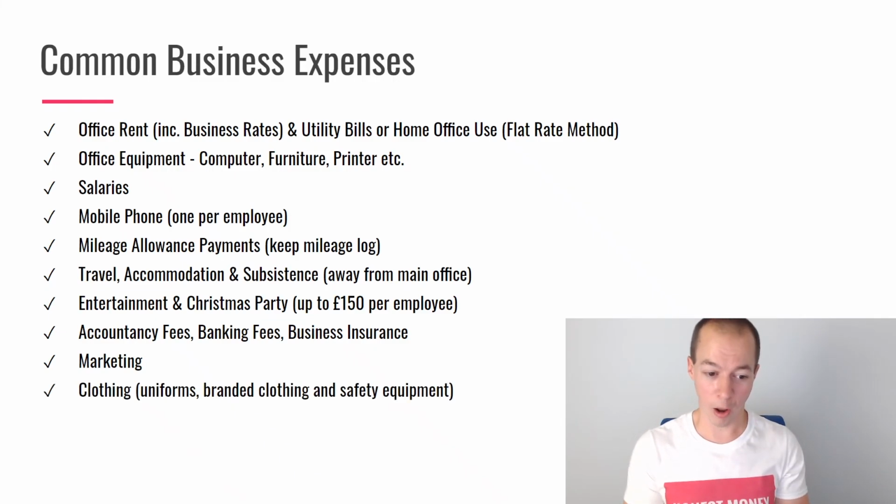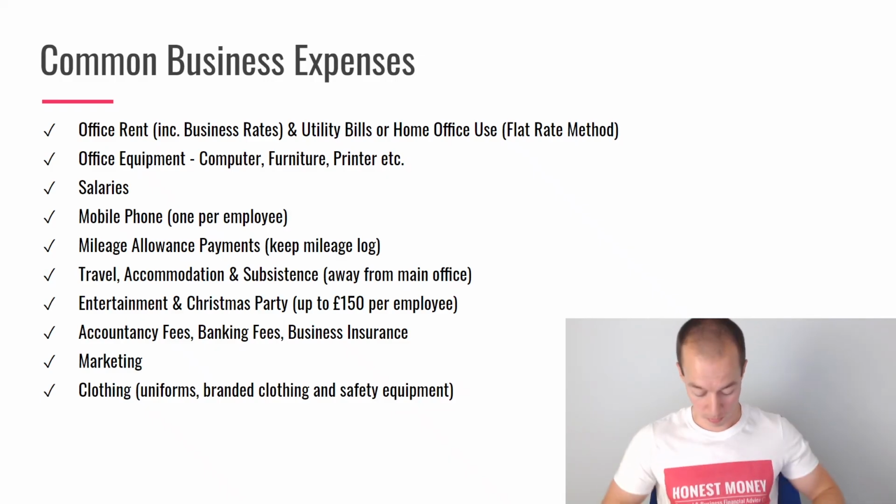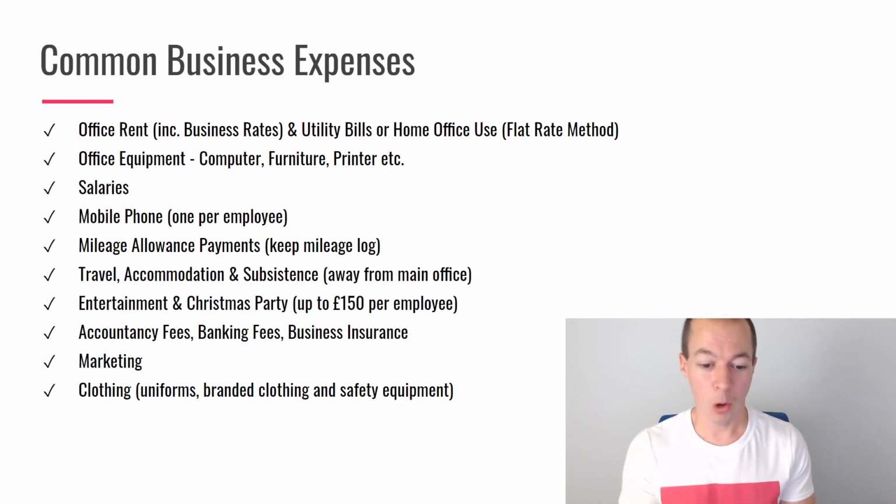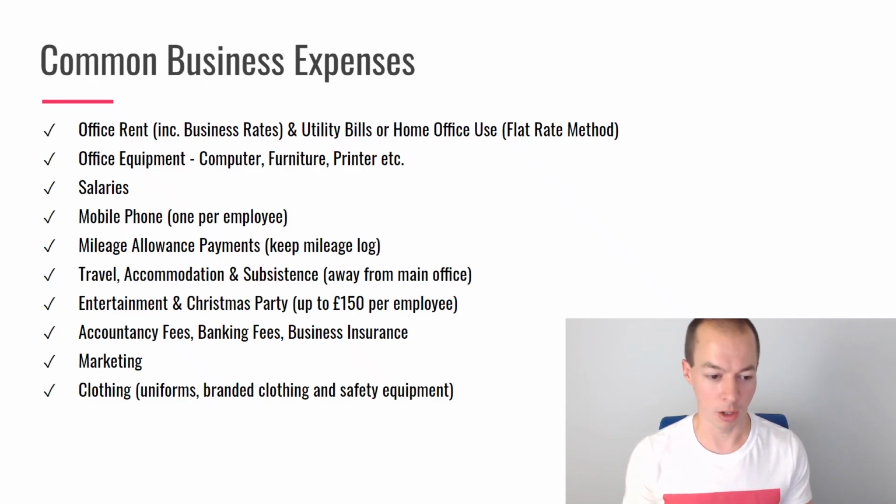Next up we have clothing. So if you have to buy uniforms, or if you have branded clothing, for example, the Honest Money t-shirt, this is a tax deductible expense. Or if you need any safety equipment to carry out your job, they should all be classed as business expenses that you can offset against your tax bill.